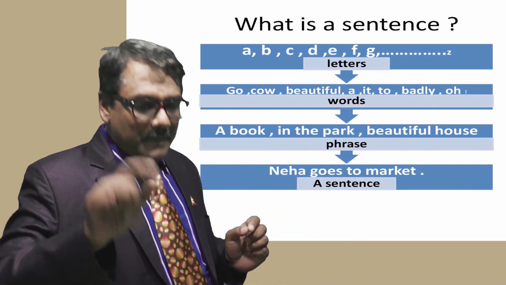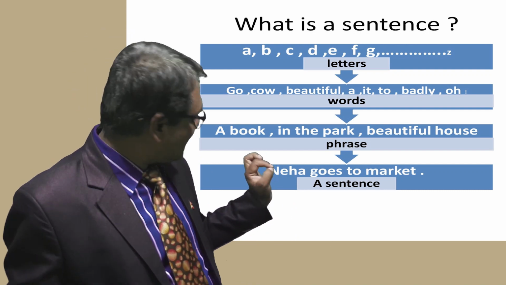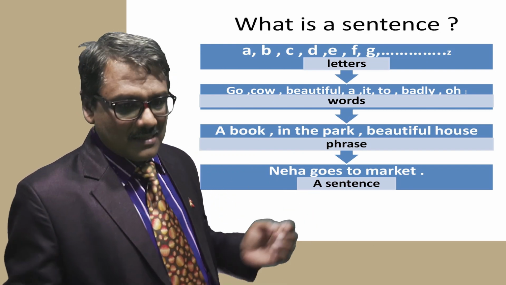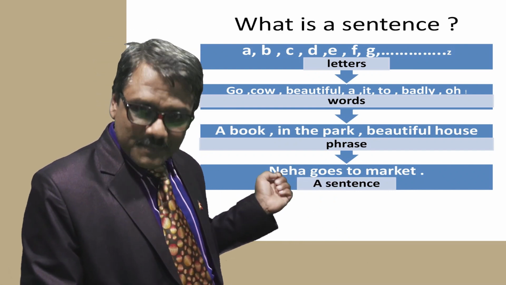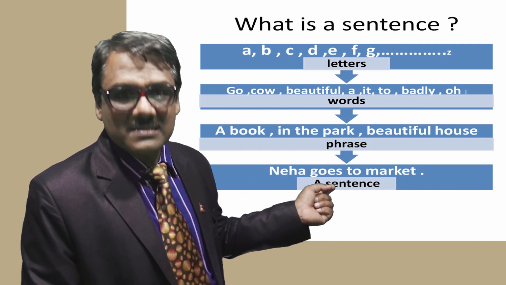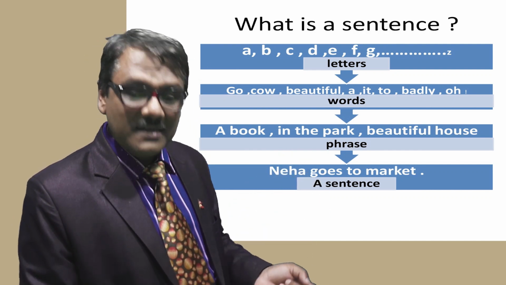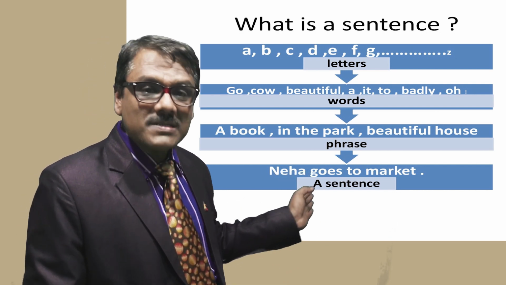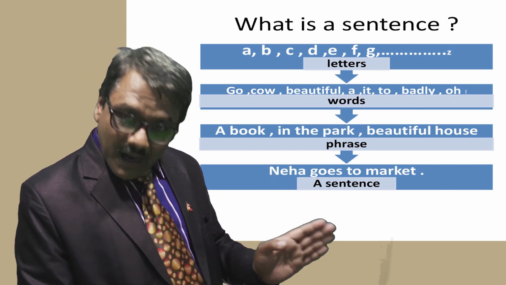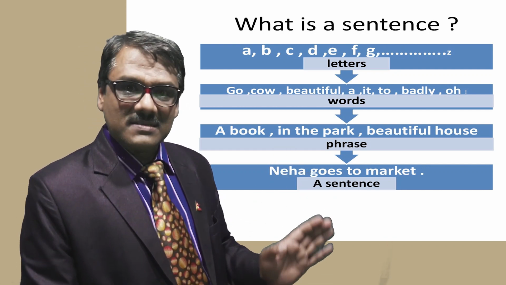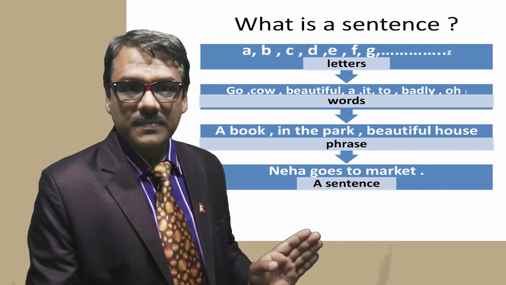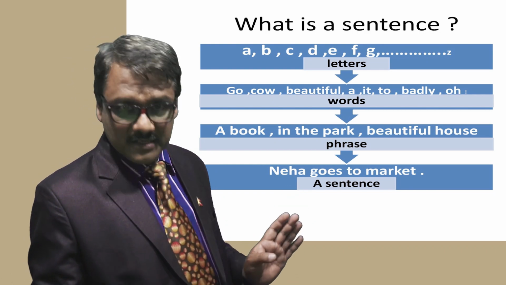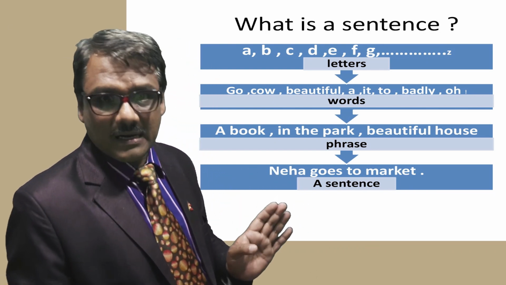And in this sentence, remember that Neha is the subject, the doer, the actor who does the work. Neha goes to market is a complete sentence. In this sentence, Neha is the subject, goes is the verb, along with the rest of the sentence. Neha is the subject, and goes to market, all this is called the predicate. The verb and the rest of the body of the sentence is called the predicate. Is it clear? I think you are very clear up to here.